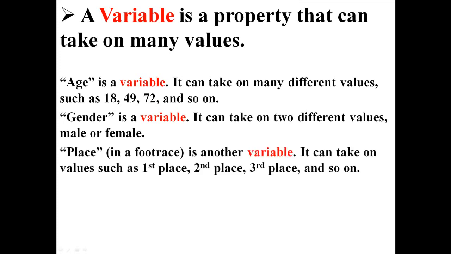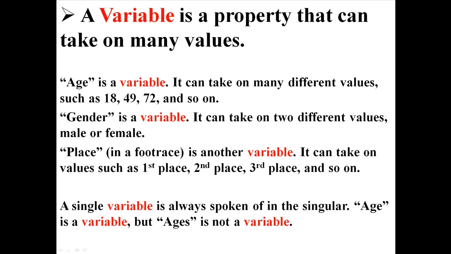And place, like in a foot race, is another variable because it can take on values such as first, second, third, and so on. Now notice that variables are always spoken of in the singular. Like for example, age is a variable, but ages is not a variable. So keep that in mind.